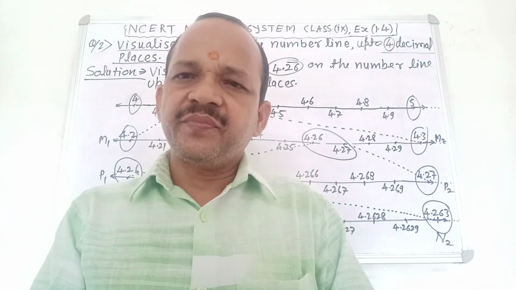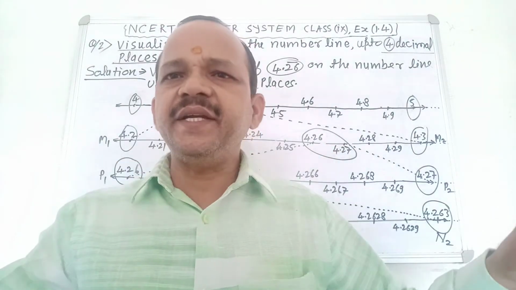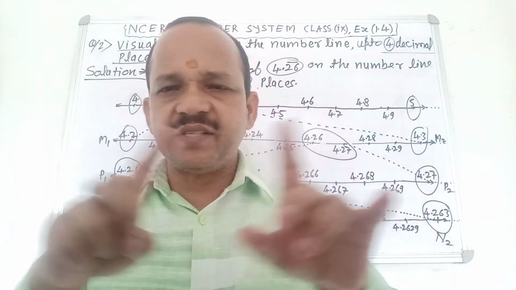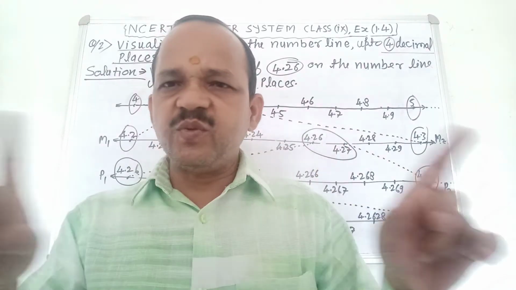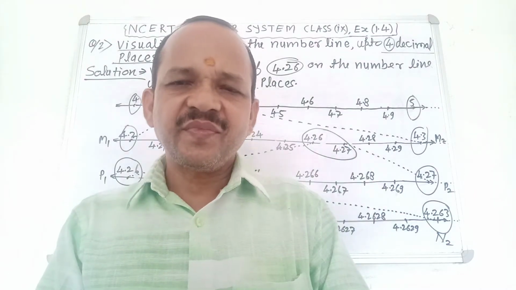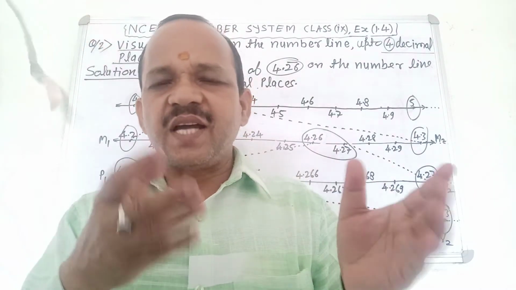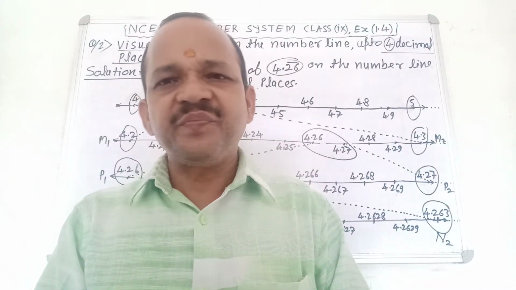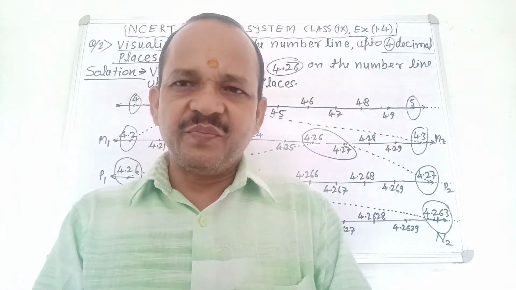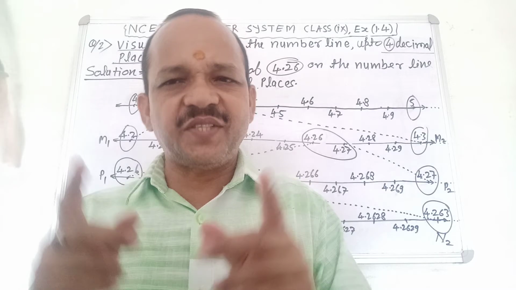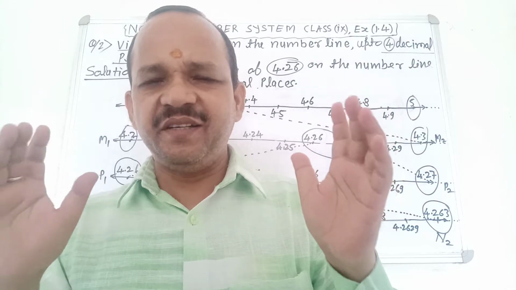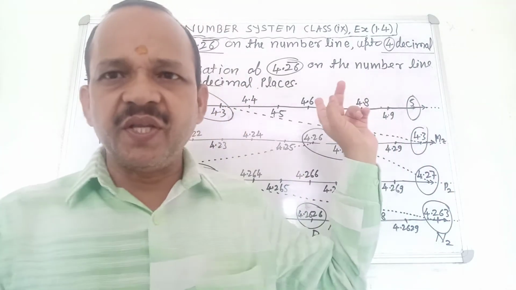When you write all integers on a line, then it becomes a number line. Clear? No confusion about number line and integers. Very good. Visualization of 4.26 bar on the number line up to 4 decimal places is very easy, but concentrate your mind and listen to my words with full concentration. See the board.